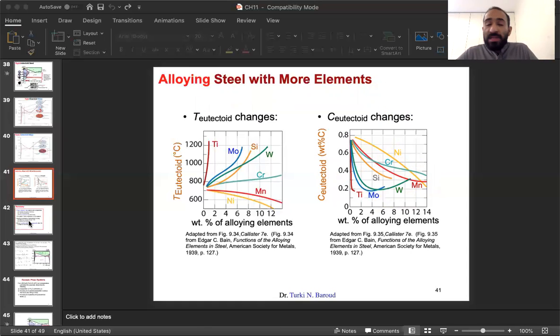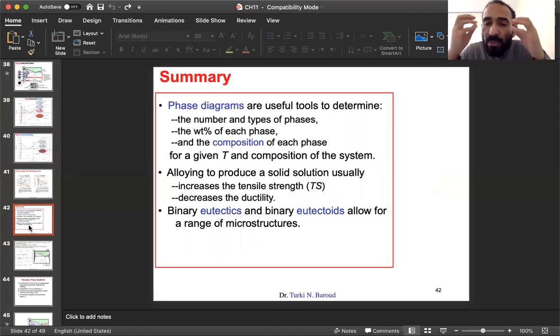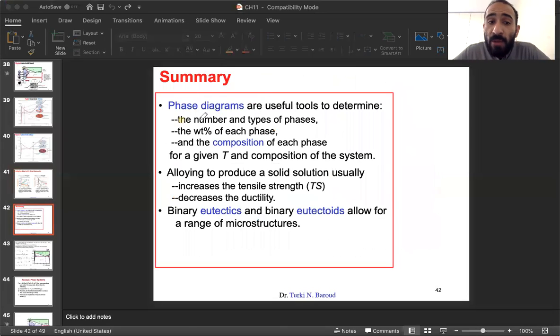So this is going to take us to the end of chapter 11. Chapter 11 was a very interesting chapter because it introduced us to what are called phase diagrams, and how we can extract useful information from them. As you remember, we can know how many phases exist, also the weight% of each phase and the composition of each phase. We can know the composition by the tie rule, and we can know the weight% by using the lever rule.